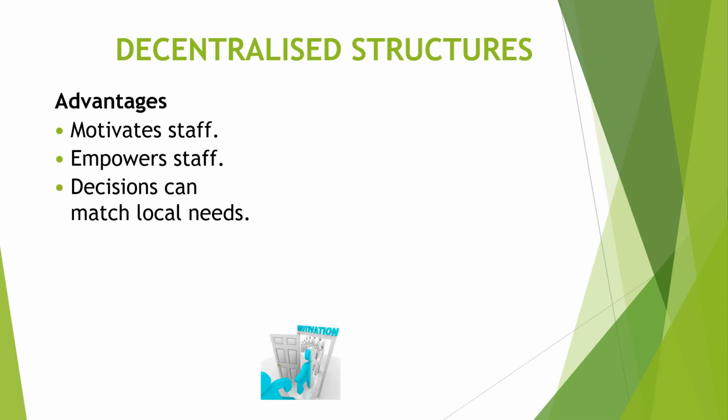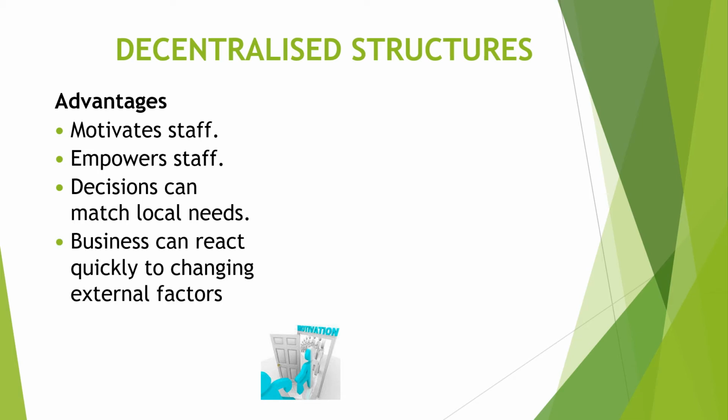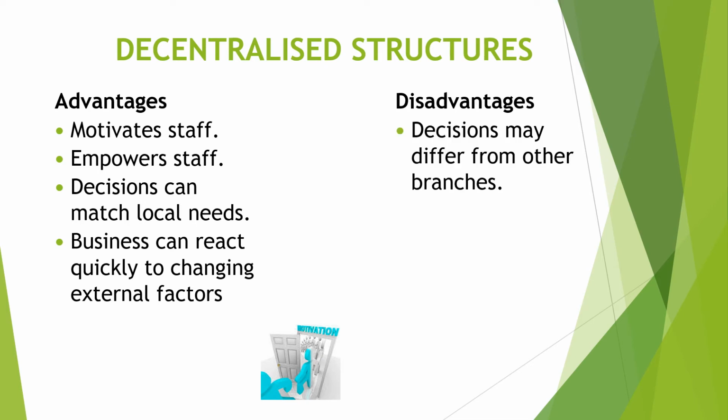Advantages and disadvantages then: staff feel more empowered and motivated because they're getting a chance to make decisions, and your decisions can match local needs. So for example, in a multinational company, you may decide that you're going to decentralise your structure, so that means that the managers of each of the branches of the multinational can do things their way, and they can then match their decisions to local needs, which can be a lot better, and your business can then react quickly to changing external factors. In different parts of the world, things may be different, so that branch of your organisation can match their decision to react to the needs of that particular country or area or whatever.